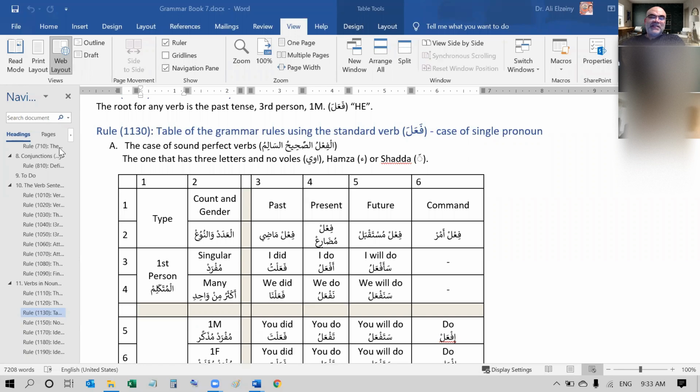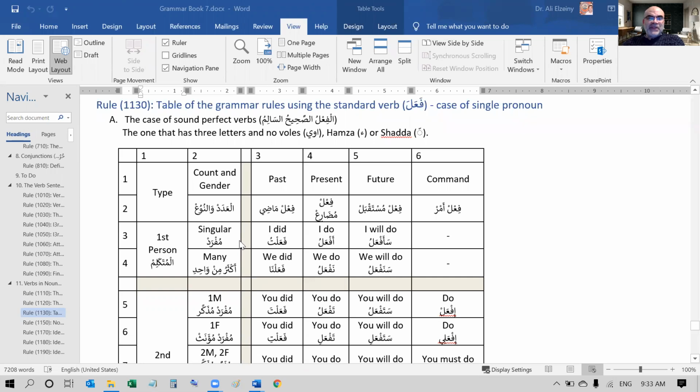This is Dr. Ali Elzeiny from the Weekend Islamic School. This is the Arabic class, and today, inshallah, we're going to learn how to convert from one form of the verb to other forms of the verbs. And the way to do that is by using this table.